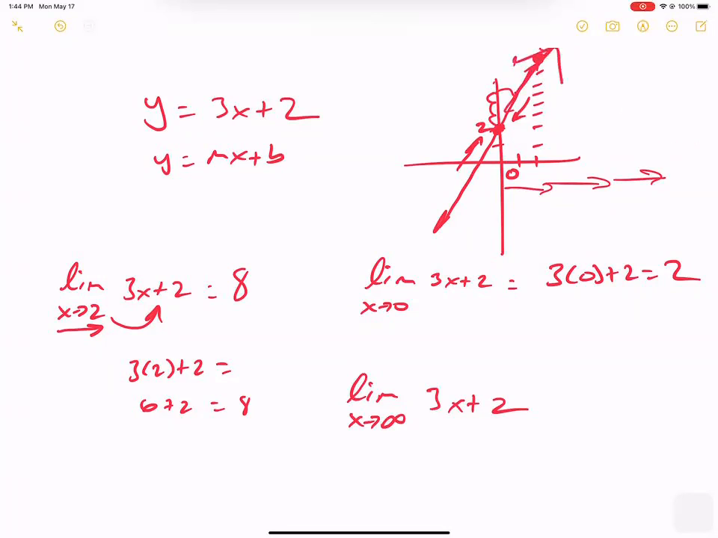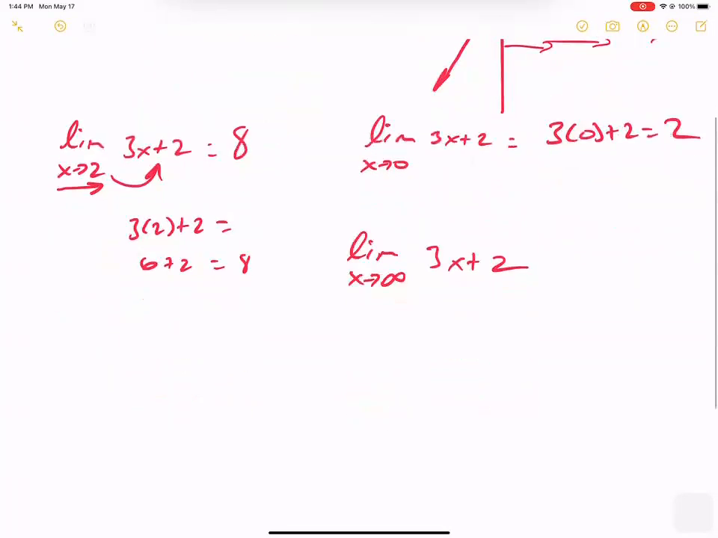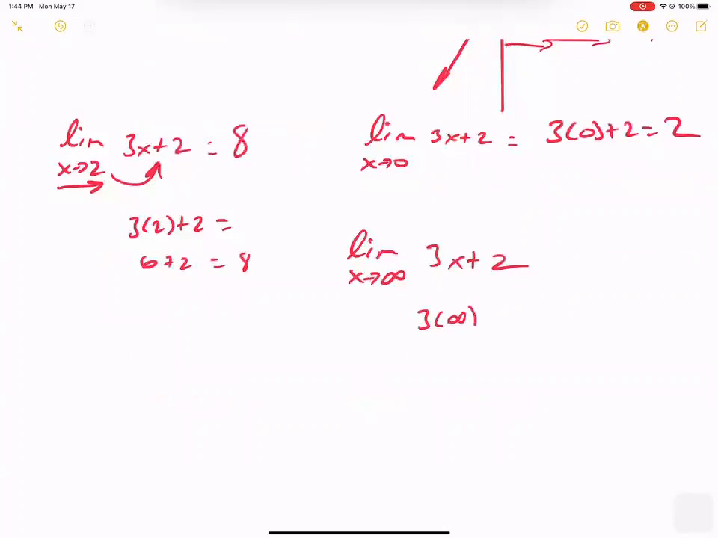Now, what if I don't want to draw this graph? Let me ask you, if I really did plug in infinity to the problem, 3 times infinity, does that make any sense? Not really. But you would agree 3 times infinity is just a really big number, like infinity. And what's infinity plus 2? Still infinity. You can't really plug in infinity, because infinity isn't really a number, but we can get that general idea of 3 times a super large number that never ends is a super large number that never ends. What if I add 2 to it? It's still a super large number.